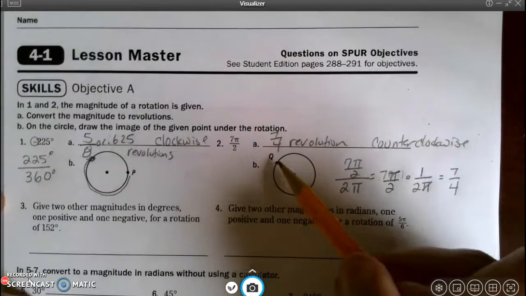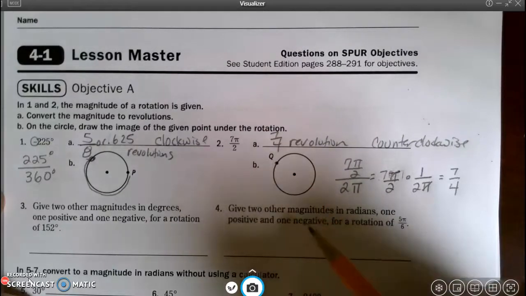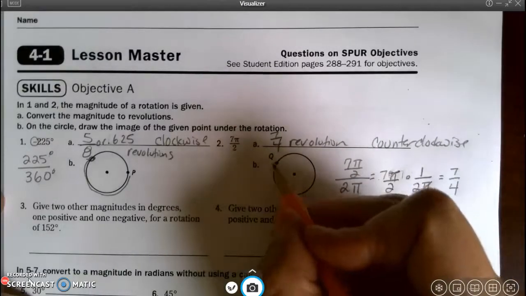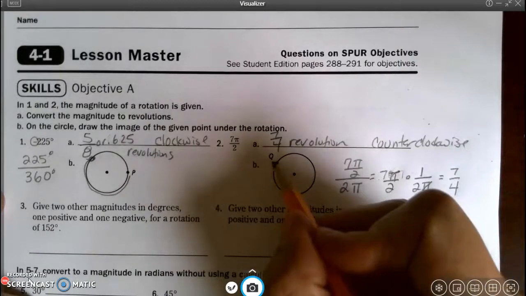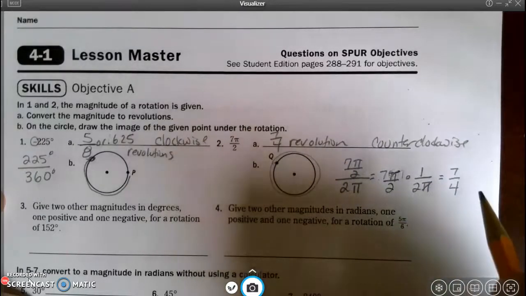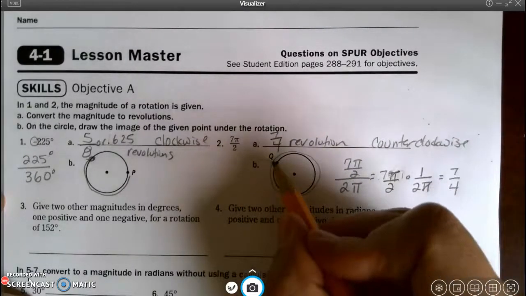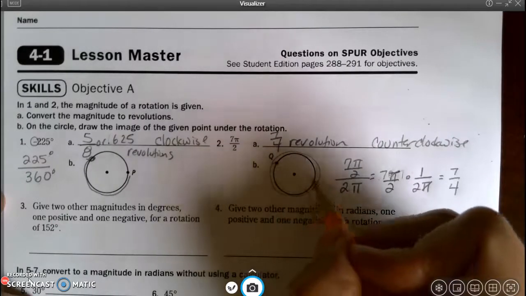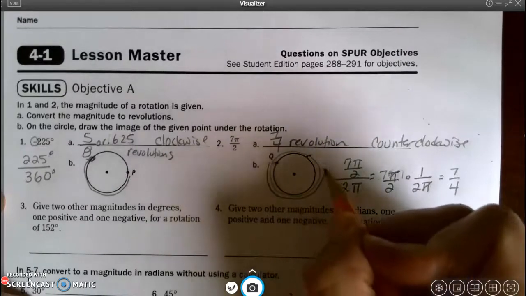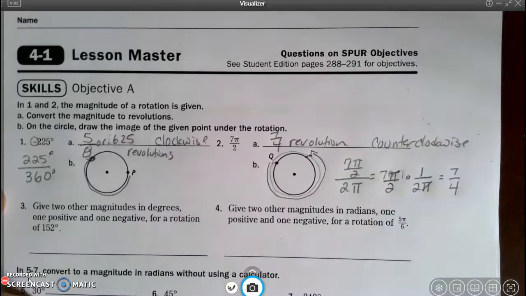All right, again, I'm supposed to draw the image using this point here. I'm going to go counterclockwise, so I'm going to go the other direction, and 7/4 is very close to 8/4, which would be 2 revolutions. So I would want to go all the way around once. That's 4/4 of a revolution. And then 3/4 from there would be right about here is where I would land. So on my second time around, I would land right there, going counterclockwise.